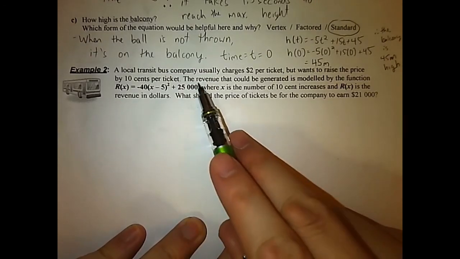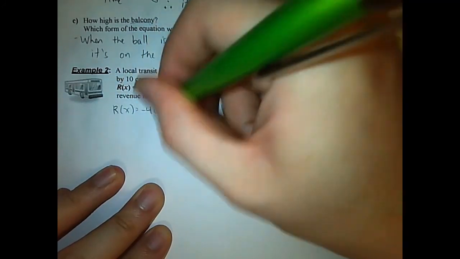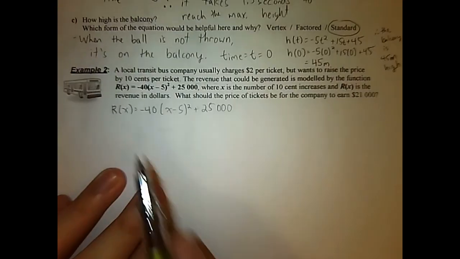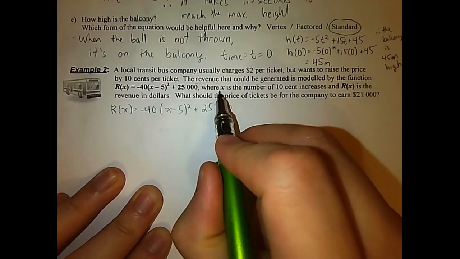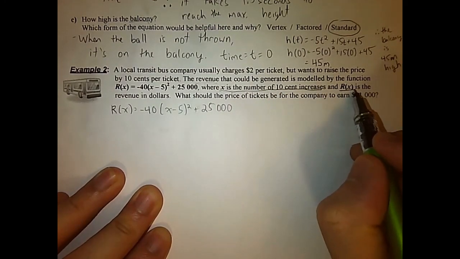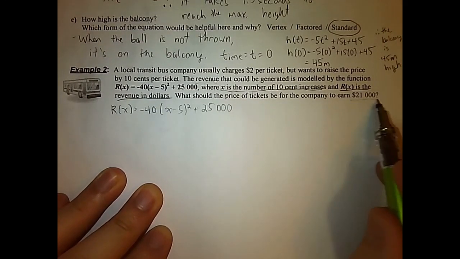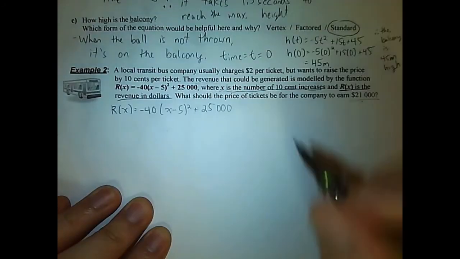Well, we know the revenue is represented by this equation. I'm just going to write this equation out. I just want to get all my ideas out in front of me so I know how to attempt the question. That's our revenue equation. We know X is the number of 10-cent increases, and R(X) is the revenue in dollars. What should the price of tickets be for the company to earn this much? So they want the revenue to be $21,000. They want to know what the ticket price is for them to get a revenue of $21,000.